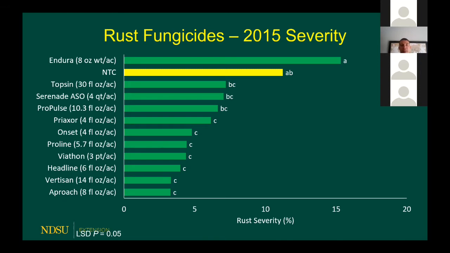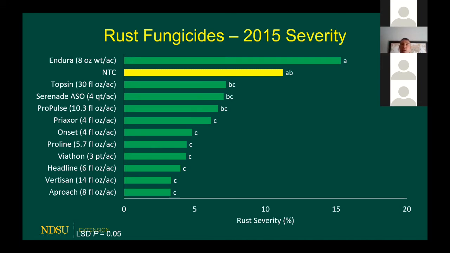And so here's 2015, and you're looking at a rust fungicide trial severity. So on the left, you have a bunch of different products. You've got Endura up top. The non-treated control is in a yellow bar. And then you've got all these other products that we have applied. And you can see there's quite a few of them that work.